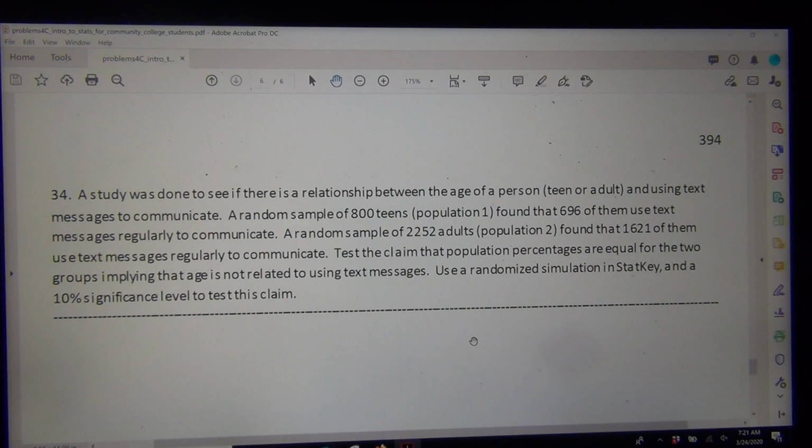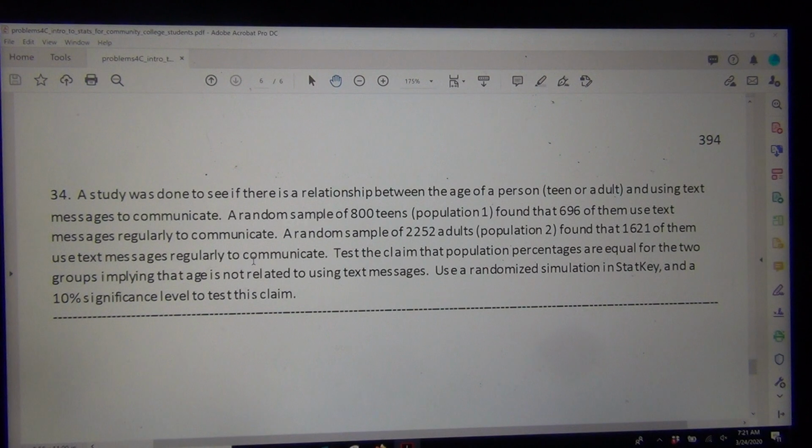A study was done to see if there's a relationship between the age of a person, teen or adult, and using text messages to communicate. A random sample of 800 teens, population 1, found that 696 of them used text messages regularly to communicate. It's important to know that this really is sample data. That's not the population data. Population 1, they're just telling us, is the teens. And then a random sample of 2,252 adults, population 2, found that 1,621 of them used text messages regularly to communicate.